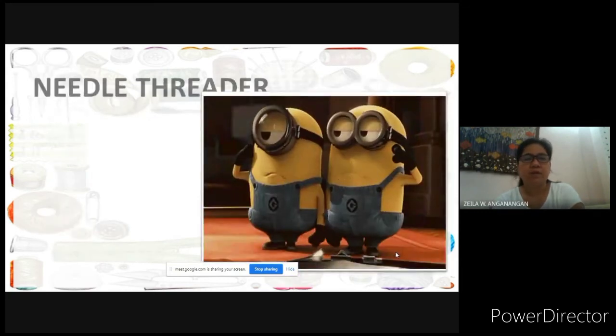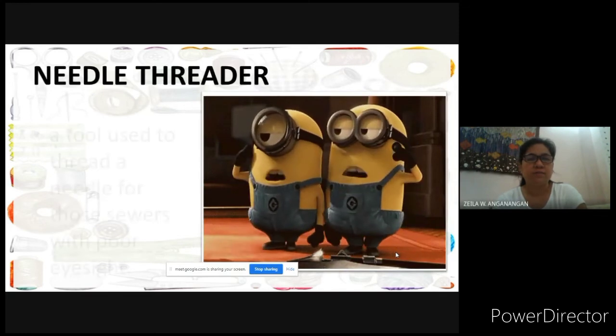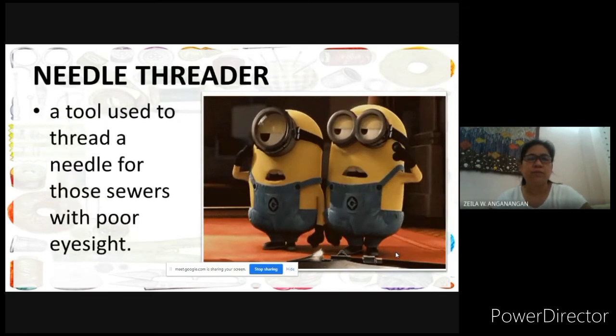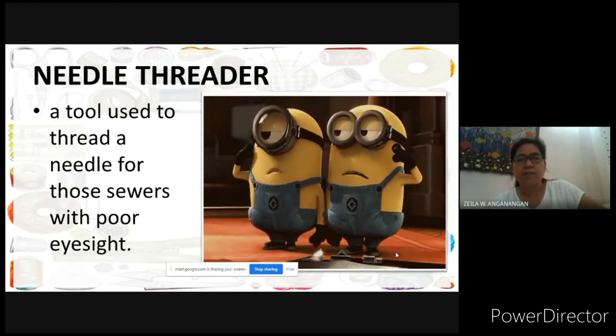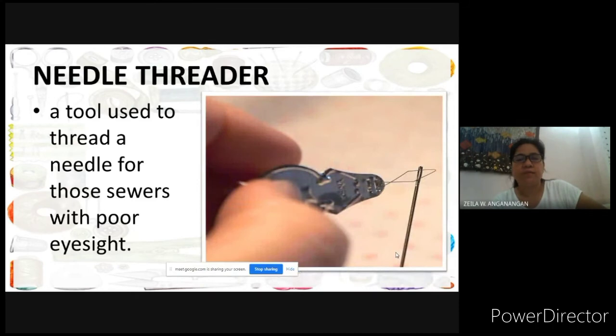Next, the needle threader. It is a tool used to thread a needle for those sewers with poor eyesight. Okay, so minions, share us a picture of a needle threader. Okay, it's good. So that's it. Everybody, take a look at a needle threader.